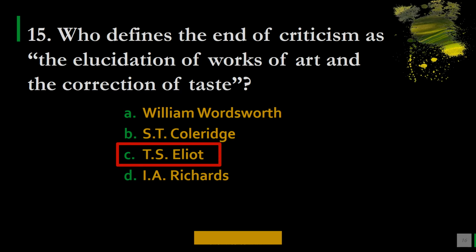Now end means the objective or purpose of criticism is to elucidate and correct the taste. So this has been changed in modern time. If you go to the earlier criticism, for example neoclassical or romantic criticism, you find we have a shift in this criticism and the end of criticism. Here very clearly T.S. Eliot states that the correction of taste means the improved taste should be given by literature. So literature is for correction of taste, for the taste of audience, for the taste of readers. So elucidation of works of art and the correction of taste.